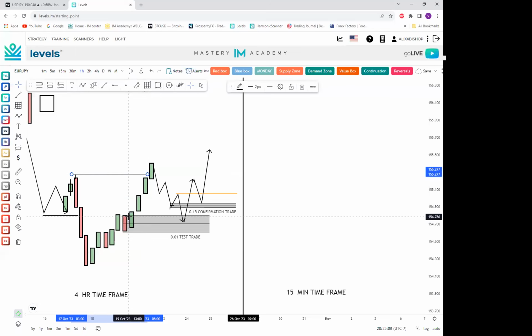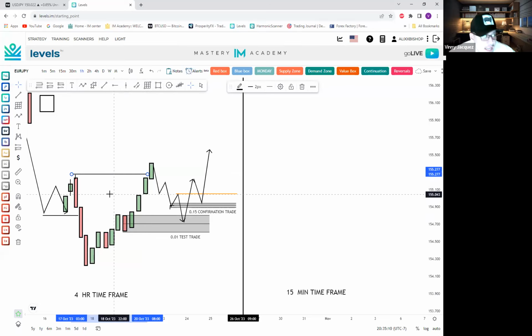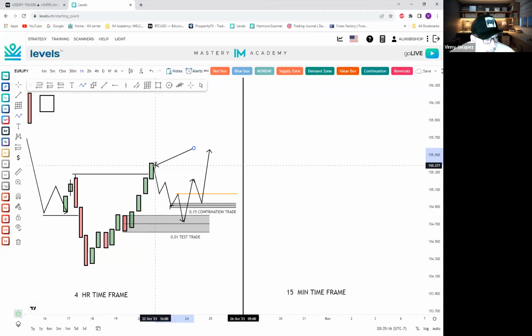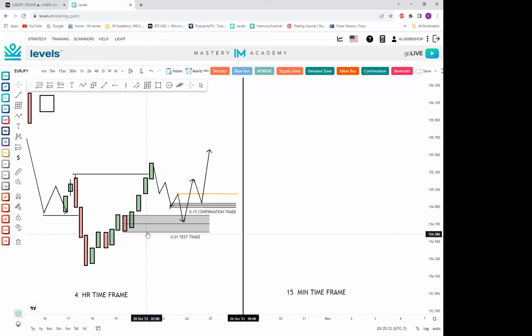Yes, sir. Yes, it's a drawing. It's a nice Picasso. But we do have a break and close above, so all we have to do is follow this rally back down. Boom. This last selling opportunity candle is going to be our starting point. This candle right here started this rally. Boom. Does that make sense, Ricky? Yes, it does. Nice. Let's go.